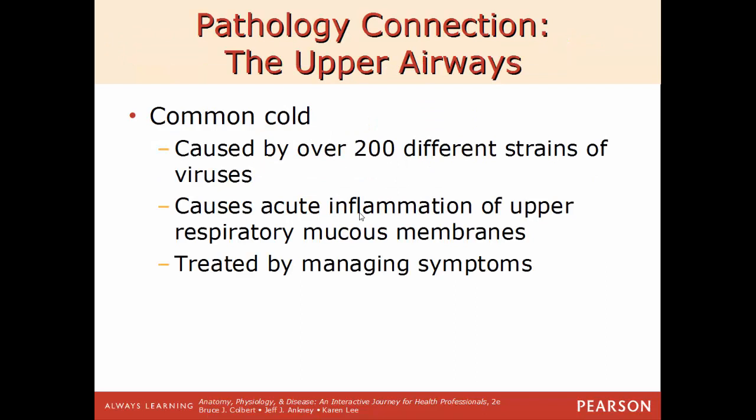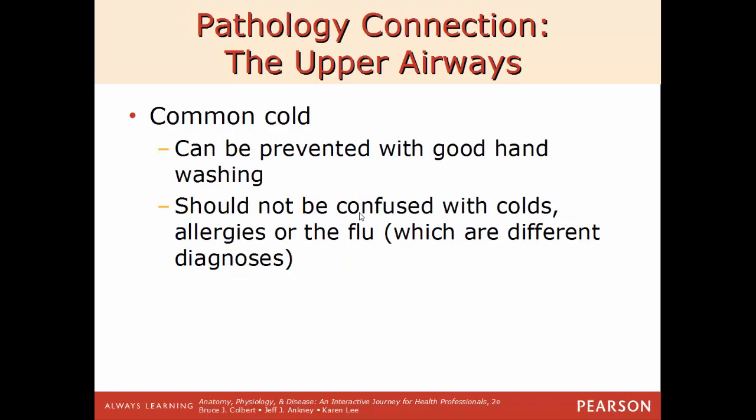All right, now we'll talk about another pathology connection with the upper airways. First off, the common cold. This is caused by over 200 different strains of viruses. And this causes acute inflammation of the upper respiratory mucous membranes. You treat this by managing the symptoms. Now, it can be prevented with some basic hygiene, such as good hand washing.